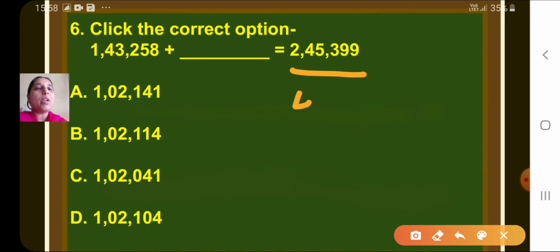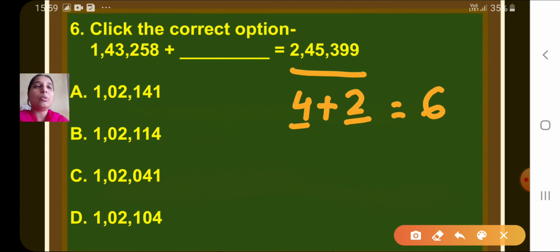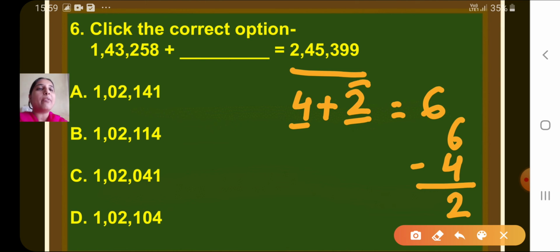Suppose what will you add to 4 to get the number 6? If you have to get the sum of 6, what will you add to this 4? So can you tell me what you will add to 4 to get 6? Yes, you will add 2 to it, isn't it? And how can you get that answer? Simply from that sum you can subtract one of the addends. So what will you get? 6 minus 4, 2, that we wrote here.